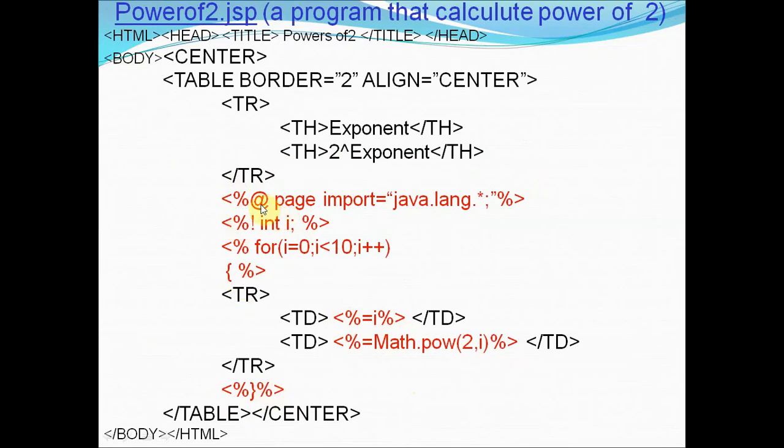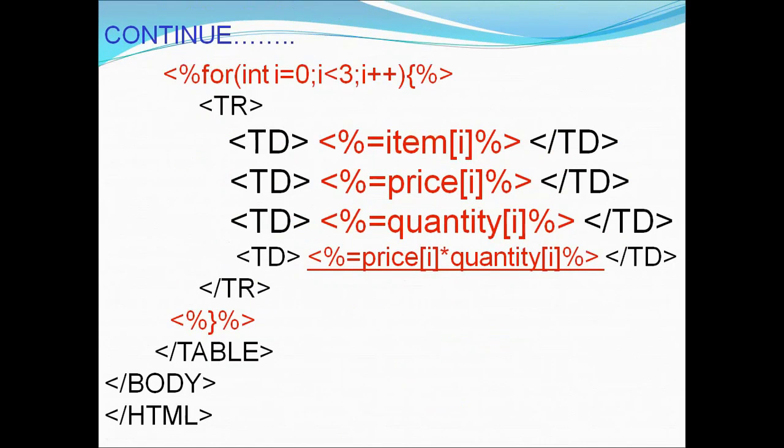This is a JSP part we have started and we have closed here because we have only one line, page import, one line data declaration. So we have started and we have closed it. This is a processing statement. We have started from here and we have closed here. So this is the programming style of JSP. So today I am giving these two programs. So you have to practice these programs.